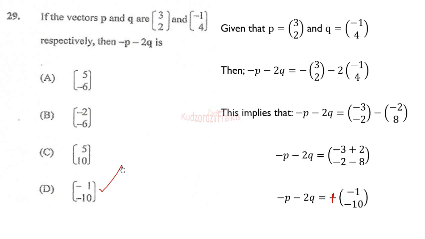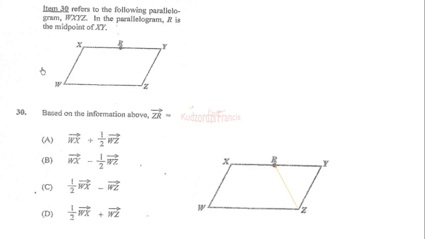Now let us proceed to the 30th question. Item 30 refers to the following parallelogram WXYZ. In the parallelogram, R is the midpoint of XY. So this is the midpoint of XY. Based on the information above, we want to find ZR.